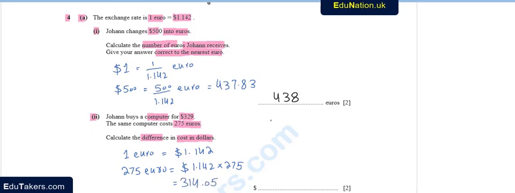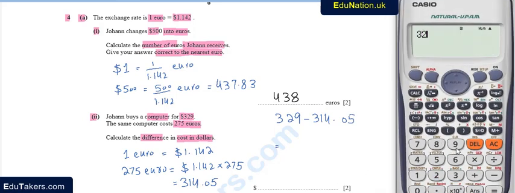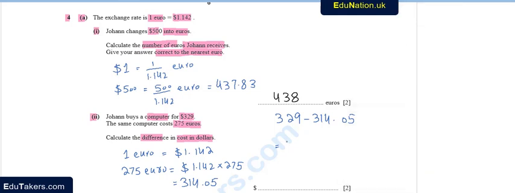Now the difference between the costs is 329 minus 314.05. The answer is 14.95. So the difference between the costs is $14.95.